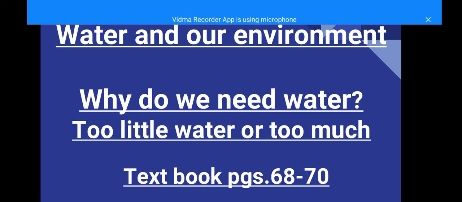In the previous lesson, we learned how rainwater comes into our taps, and now we are going to learn about the uses of water and what will happen if we get too much water or too little water. So now let's start our today's lesson formally. I hope that you all are ready with your textbook and pencils now.